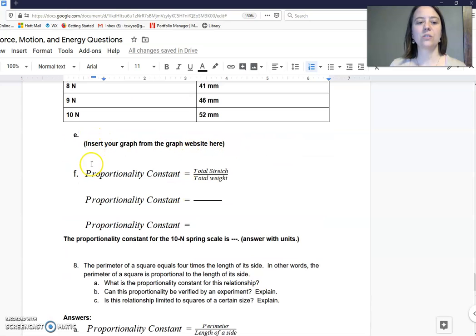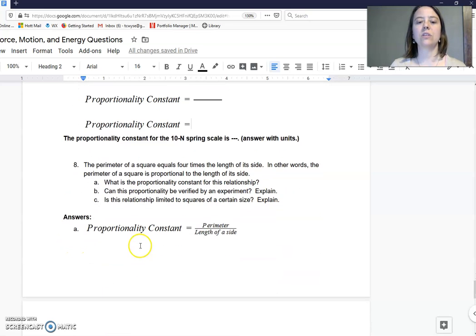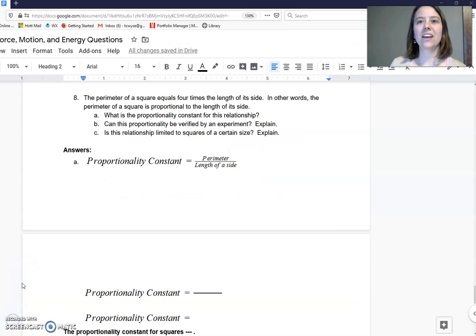And then you're going to be doing a proportionality constant again, where there's the formula, and down here you're going to be entering the total stretch up on the top, and then the total weight on the bottom, and then your answer with units again, millimeters per Newton, and then using a RACE sentence. The proportionality constant for the 10 Newton spring scale is your answer with units. Okay, good job. Number 7 was quite a long problem.